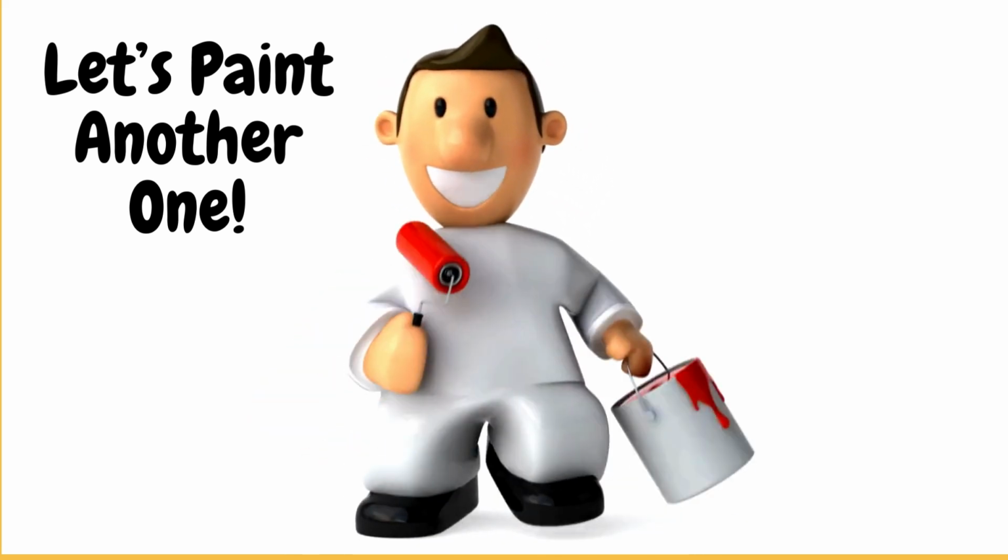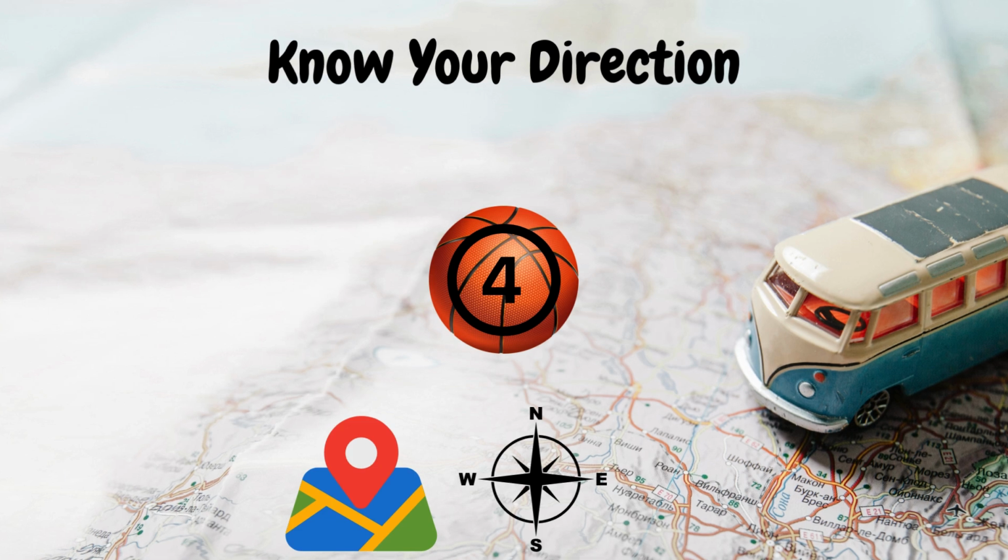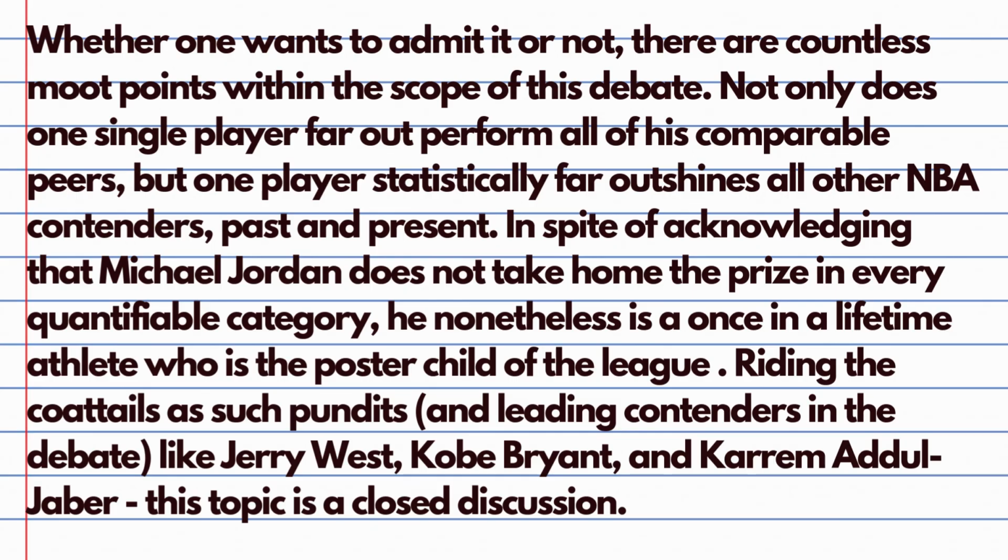Just like sample number 1, the student needs to know their direction, right? They need to know exactly what they're going to write before they write. Otherwise, they're going to get wayward and kind of discursive, and things get quite haphazard when we write that way. So number 2 says this: Whether one wants to admit it or not, there are countless moot points within the scope of this debate. Not only does one single player far outperform all of his comparable peers, but one player statistically far outshines all other NBA contenders, past and present.